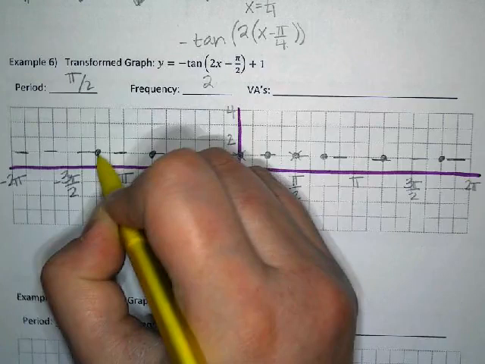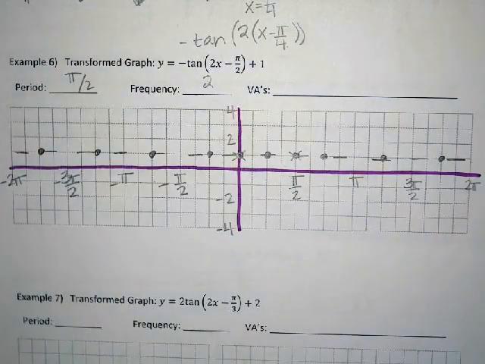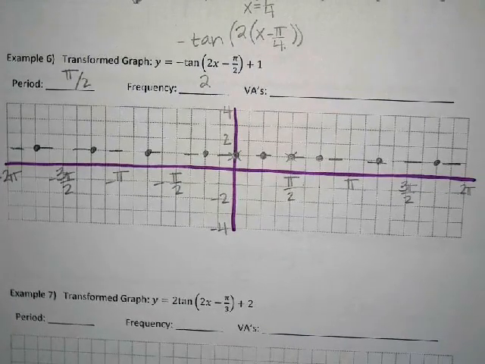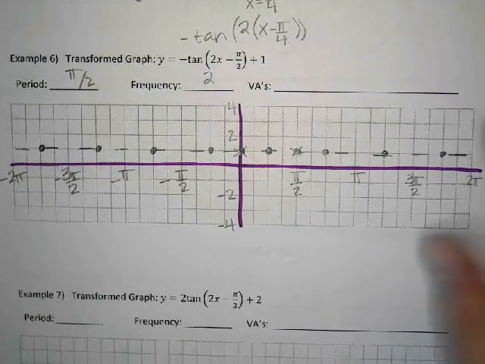Doesn't work? Okay. Okay, and then what do we do once we have the points down? Asymptotes. And where do we put the asymptotes? Right in the middle.